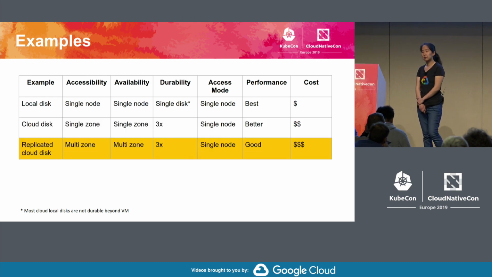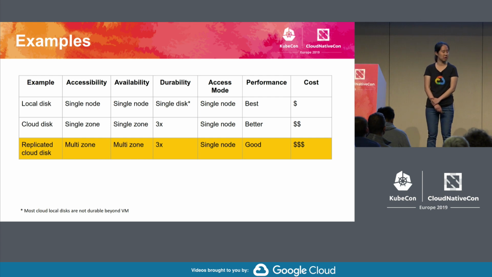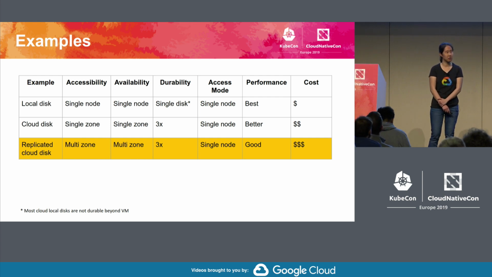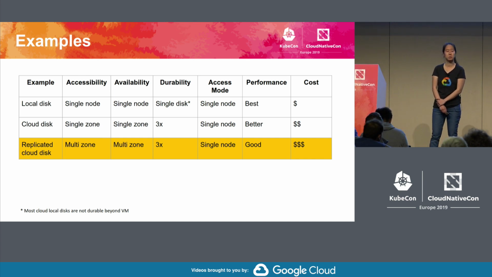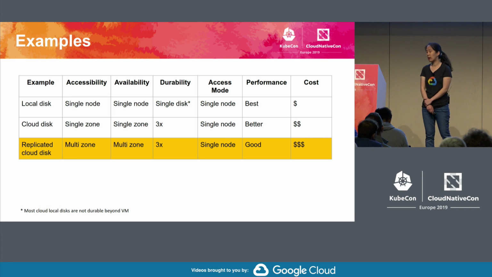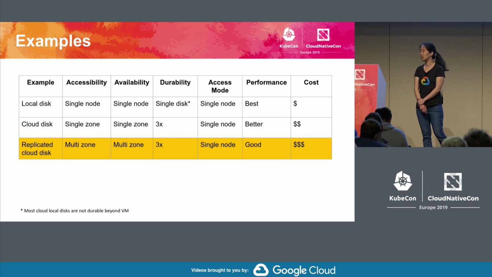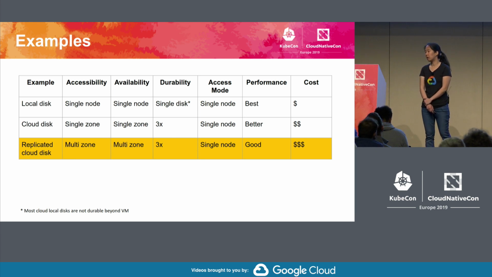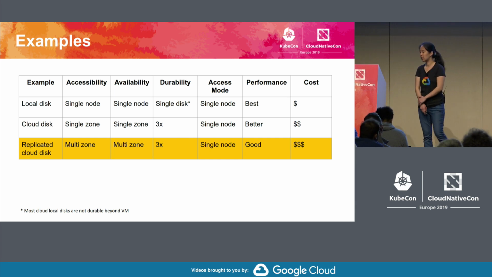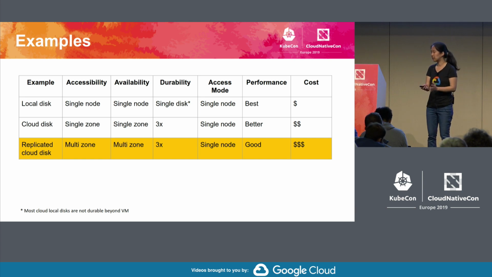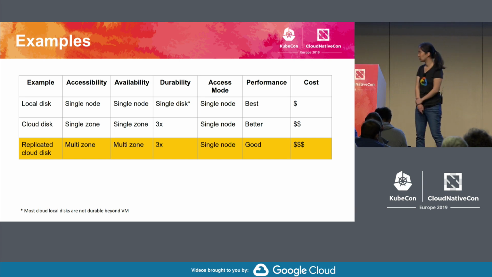Some cloud providers also have a replicated cloud disk offering, such as GCE regional PDs. These types of disks actually synchronously replicate the data across multiple zones. So you have improved accessibility and availability, but the performance may not be as good because now you have to have synchronous replication whenever you write, and the cost is also increased because now the disk is taking up twice as many.